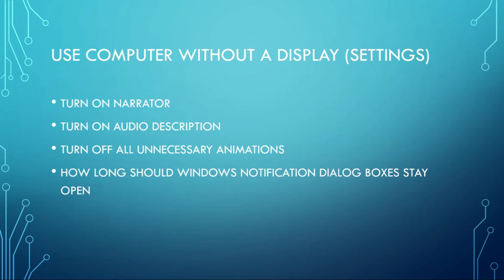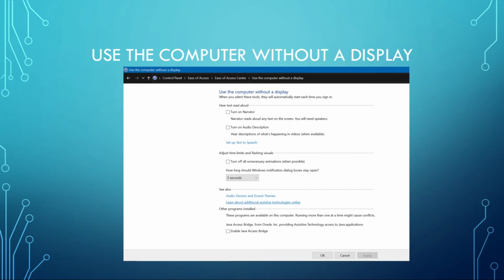Sometimes you will see a Windows notification come up in the right hand side corner of the taskbar. That is the setting, and this is how we can control it. Now this is the window, Use the computer without a display. You can see the option turn on Narrator, turn on audio description, and set up text to speech. Then turn off all unnecessary animations when possible. The notification time has been given here as 5 seconds, however you can change it.